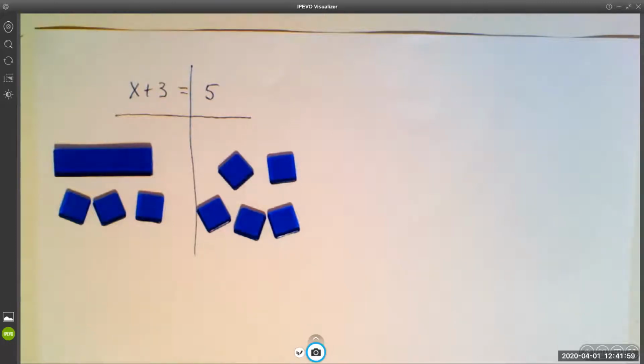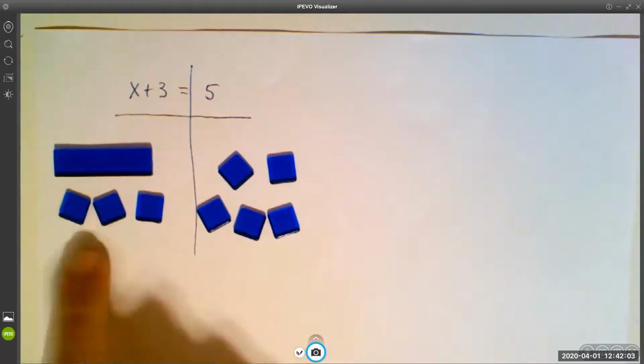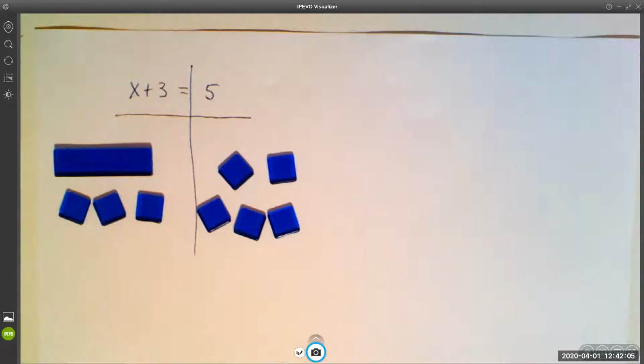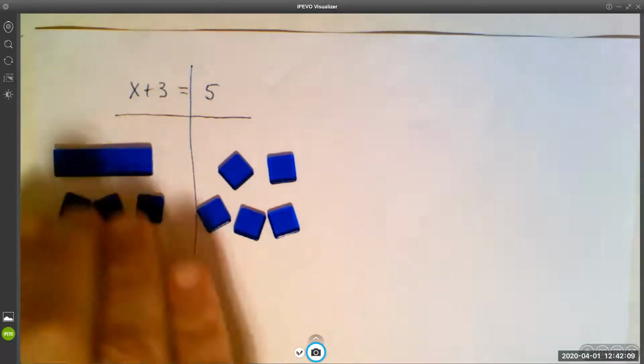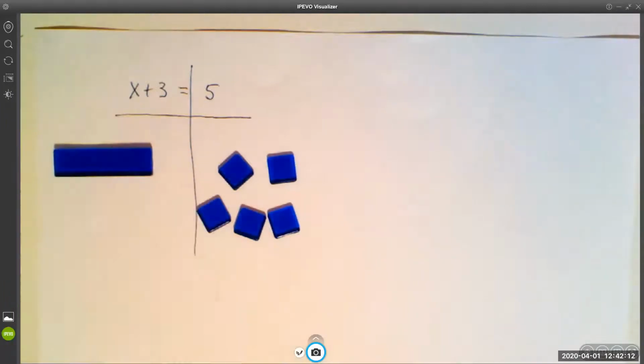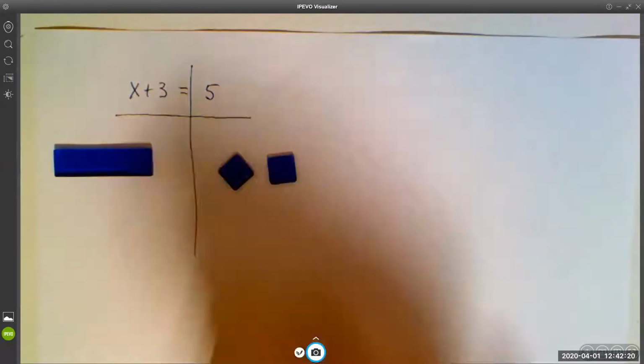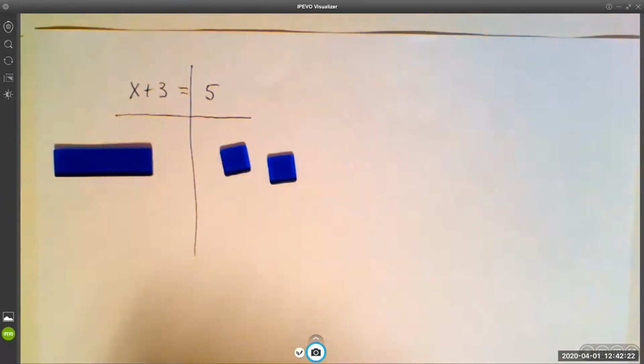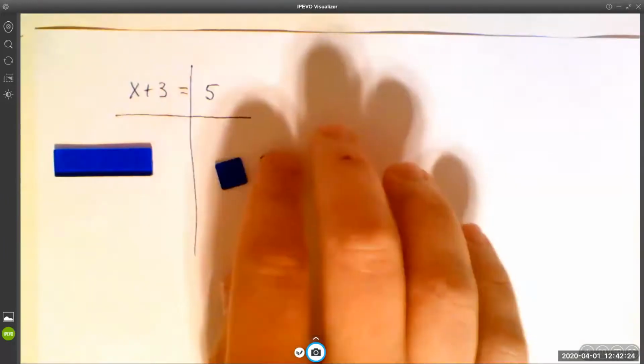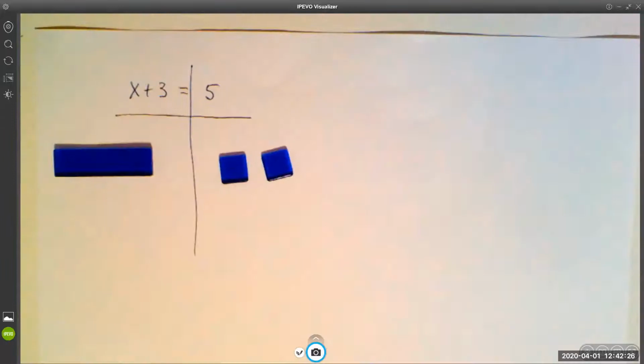Anyway, in this case, if we wanted to get x by itself, it's pretty clear that what we need to do is get rid of these 3 units. And there are a couple ways we could do that. We could do that with the takeaway model, which would literally just mean taking these 3 away, which we're allowed to do as long as we also take those 3 away. And then we see the solution x equals 2. Okay, so that's one way to do it. That would be the takeaway model.